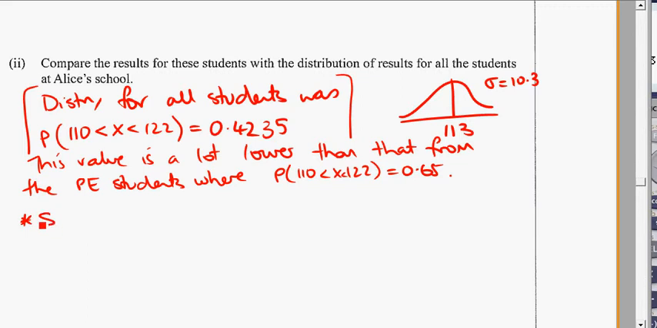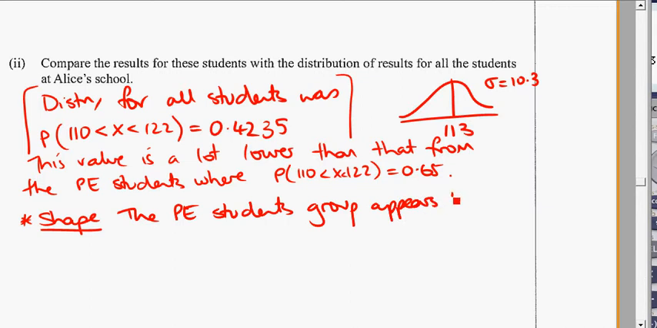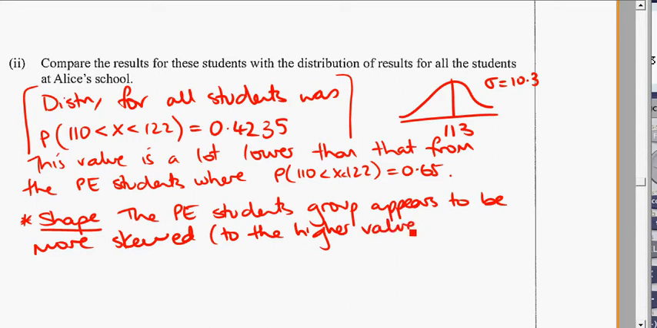Right, notice about shape. The PE students group appears to be more skewed, the higher values than for the whole group. Then more skewed than normally distributed. That's what we're comparing.